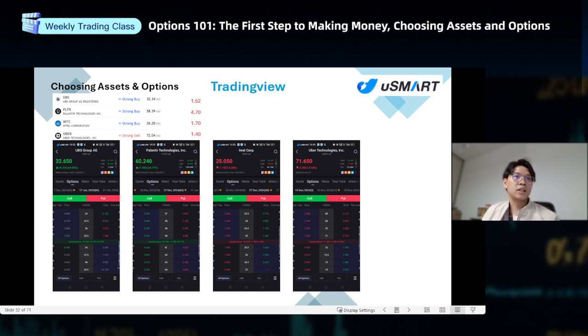And you can see that if you want to start cheap and start low, you can filter out those that have a very expensive share price. So now we want to start cheap, so we only look into the options for these 4 shares. So we will just start with UBS, and then we will place the order according to the ranking, which is for the strong buy.